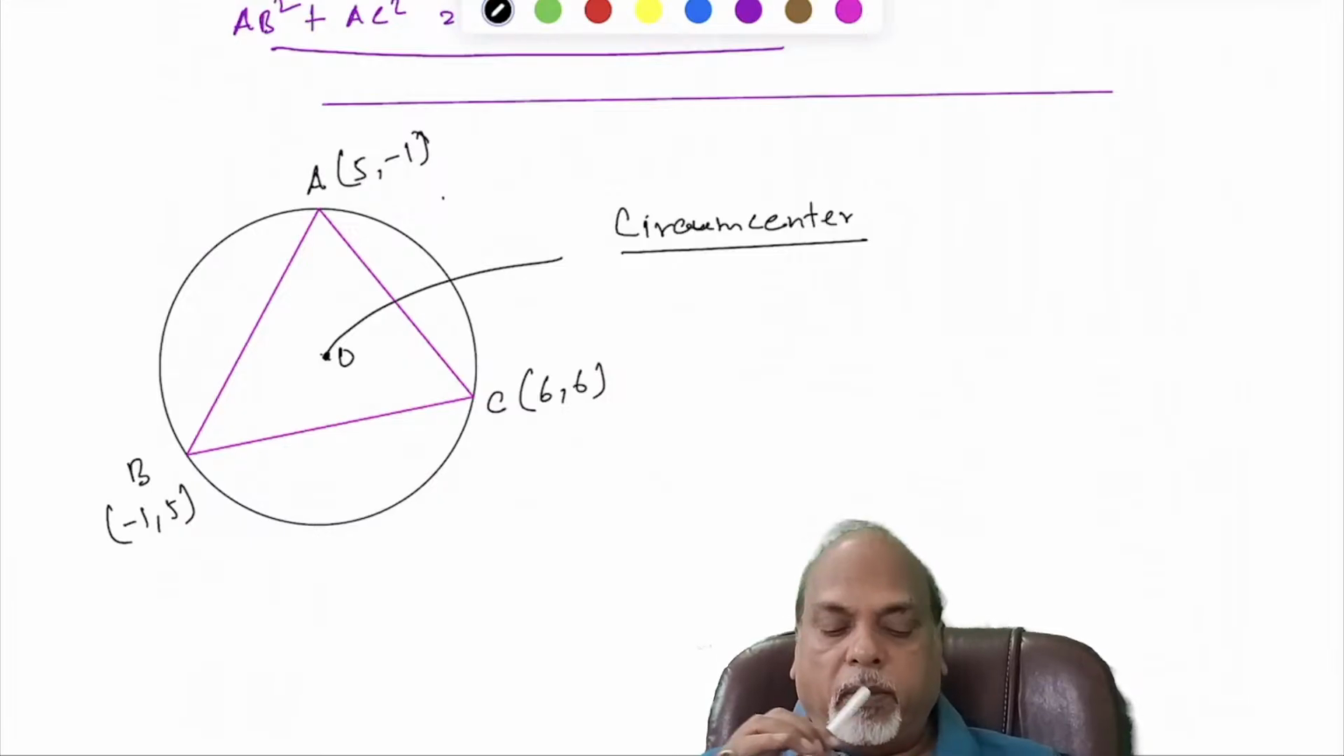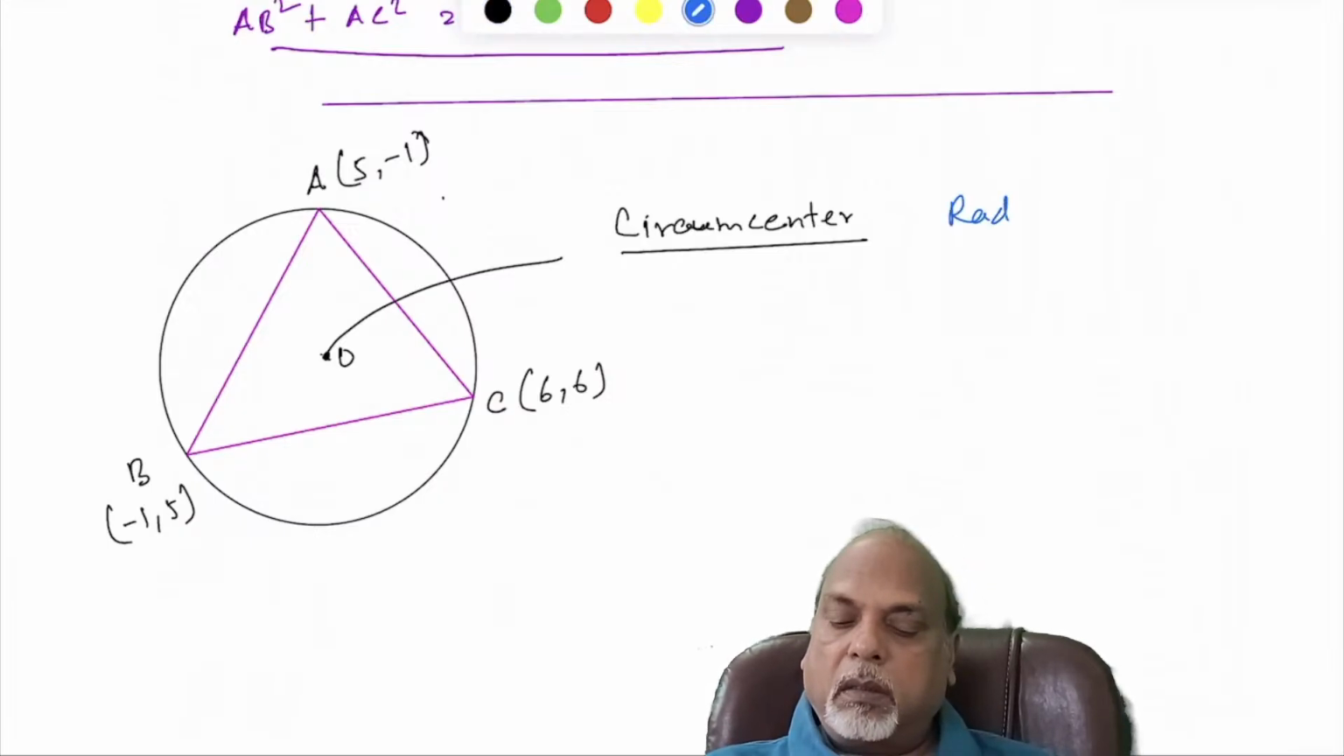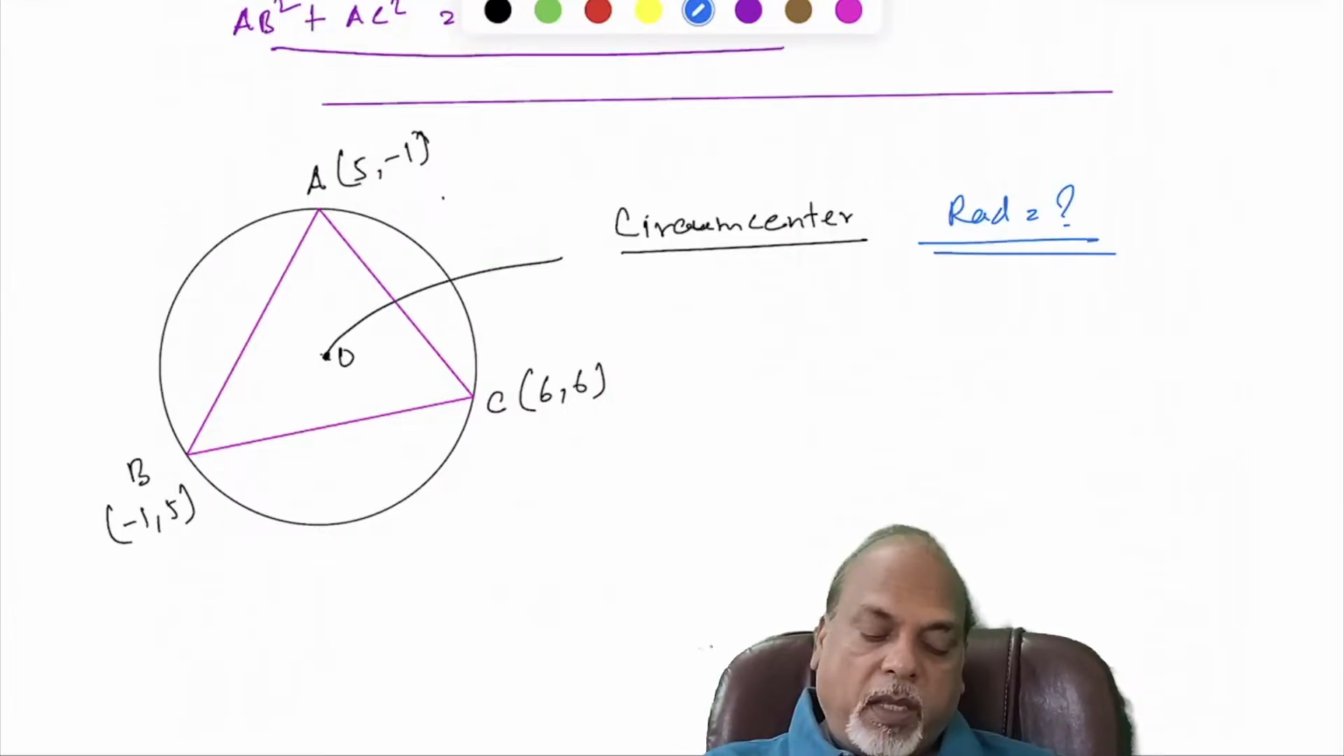Correct? Now, if I ask you what is the radius of the circle, then since it is a circumcenter, then these are what? This is your radius.